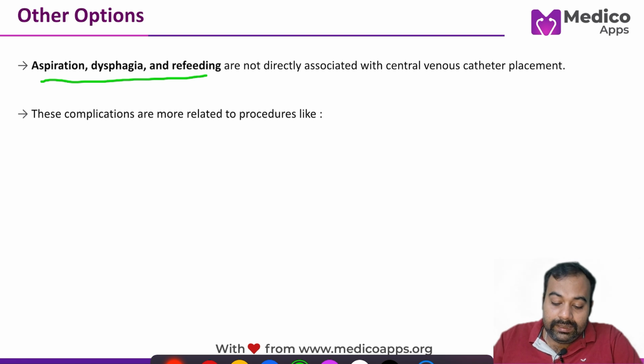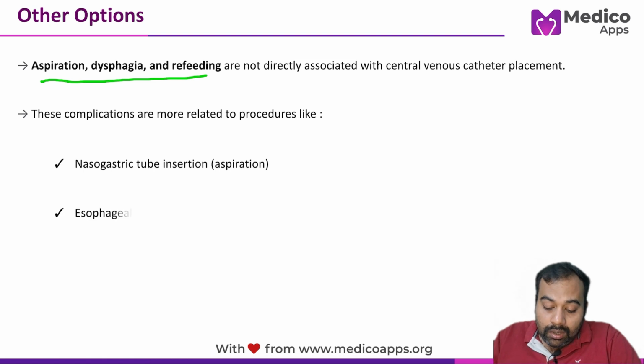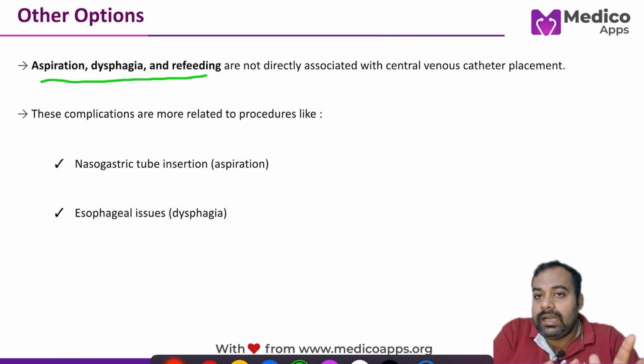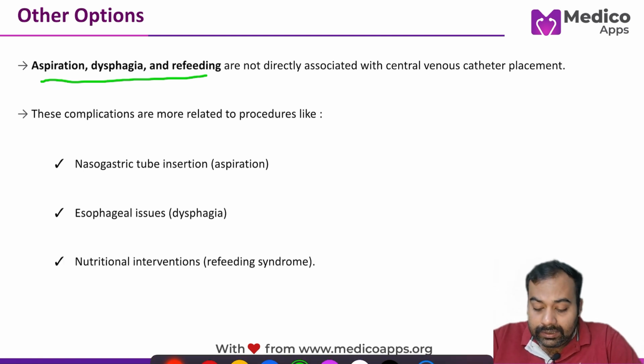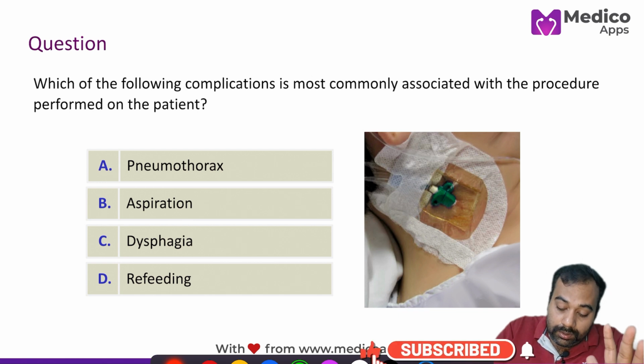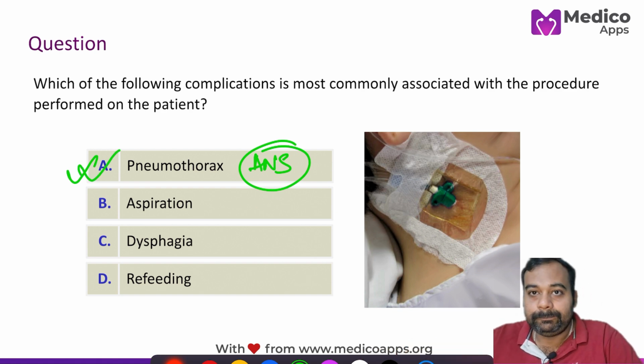So you need to understand these. Aspiration is associated with nasogastric tube insertion, where it can be a complication. Esophageal issues like dysphagia can be present as an independent chief complaint of underlying esophageal disease. And nutritional intervention may be associated with refeeding syndrome. So your answer to this question is always going to be pneumothorax.